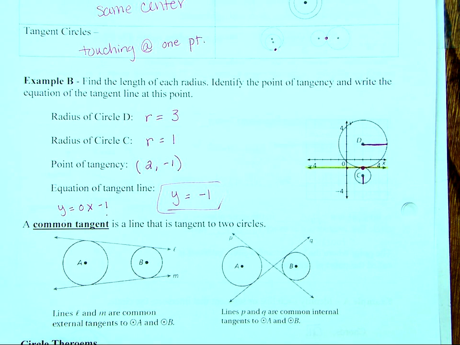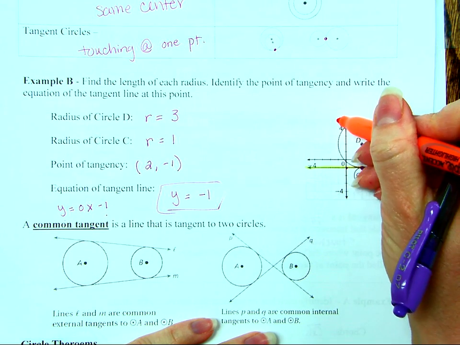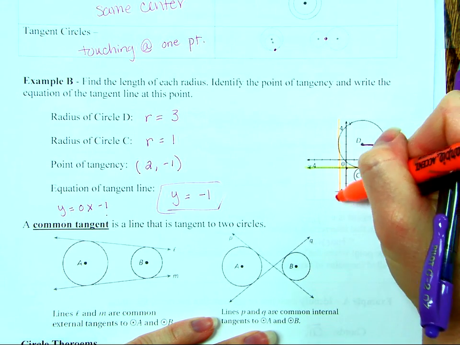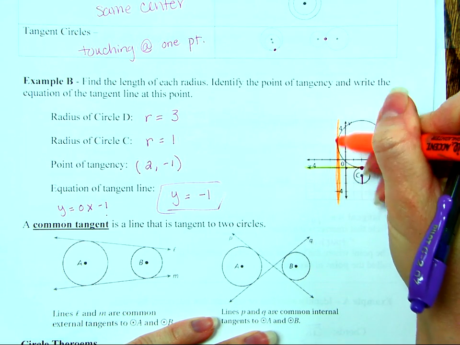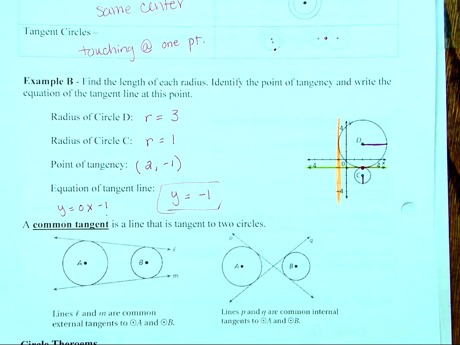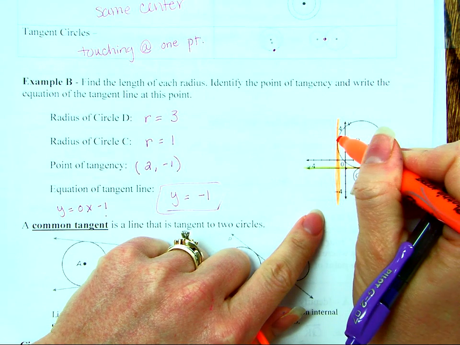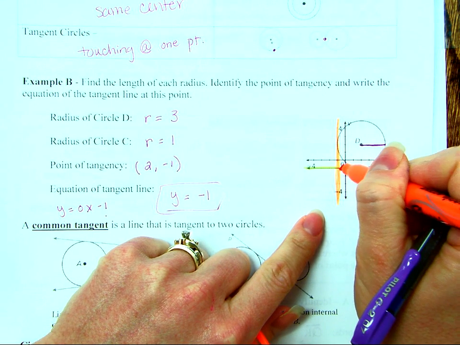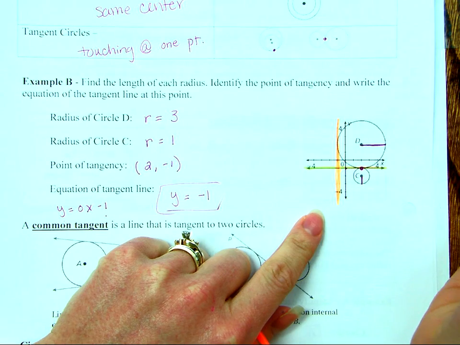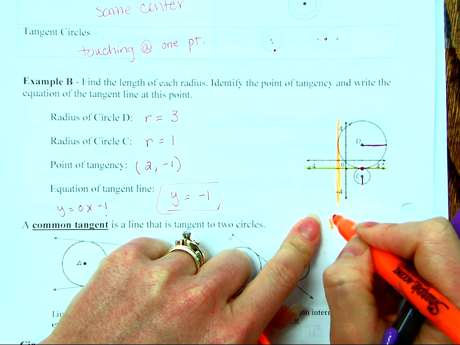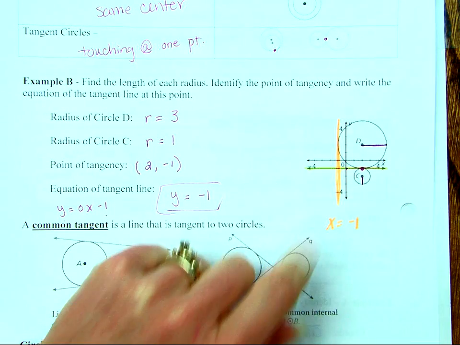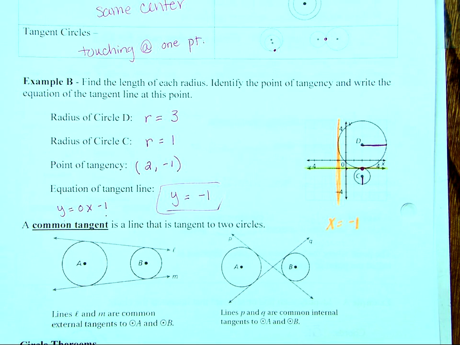If I wanted the equation of my line tangent here, this orange line, well, remember a vertical line, this is when my x values are all equal to negative 1. I have an undefined slope. The equation of this line would be x equals negative 1. So a vertical line always has x equal.